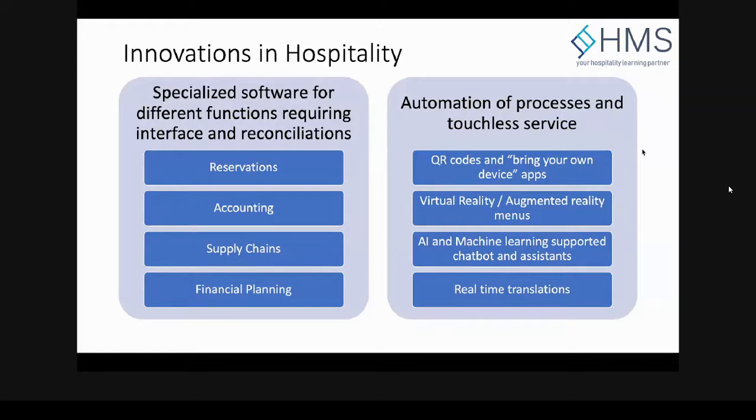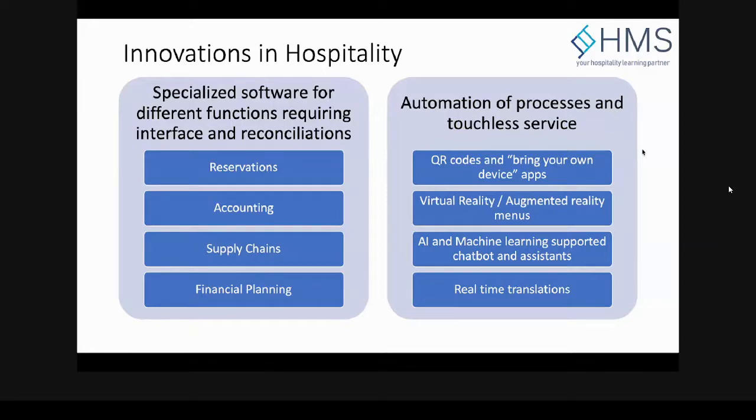Then there are virtual reality and augmented reality menus where you press the QR code and then the menu is in front of your eyes. The dish is a 3D design of the dish. You can actually feel how big it is, how deep it is, what kind of features are there. You cannot, of course, touch it, but you can view it in much more detail.